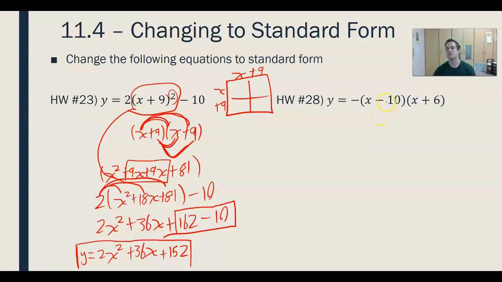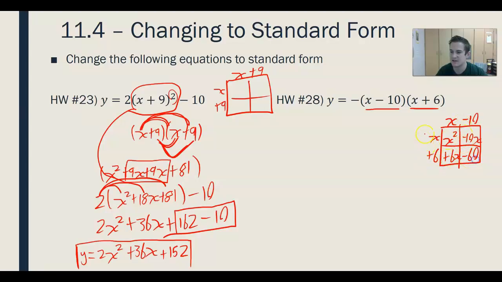Well, again, first I'm going to start by multiplying. I'm going to go ahead and multiply these two terms, these two factors together. This time I'll go ahead and use the box method for those who like the box method. I have x minus 10 times x plus 6. So x times x is x squared. X times negative 10 is negative 10x. X times 6 is positive 6x. 6 times negative 10 is negative 60. And I can combine these two like terms together.